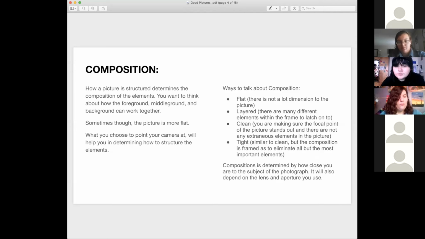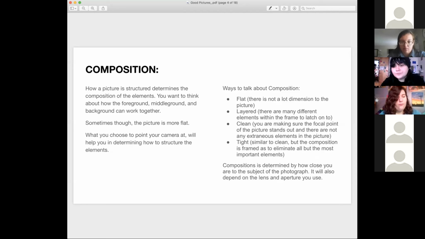Composition is the other thing we have to think about. Like somebody had mentioned, what's in the image and how it's placed in the frame. And so how a picture is structured determines the composition of its elements. And you want to think about the foreground, the middle ground, and the background, and how they work together. What's important? What message are they trying to convey?